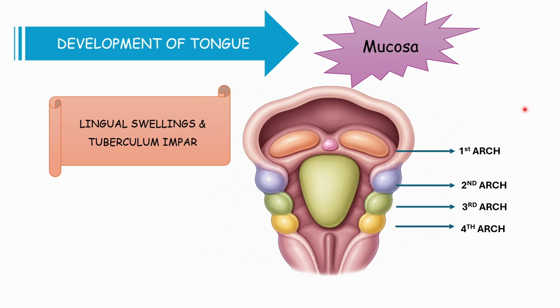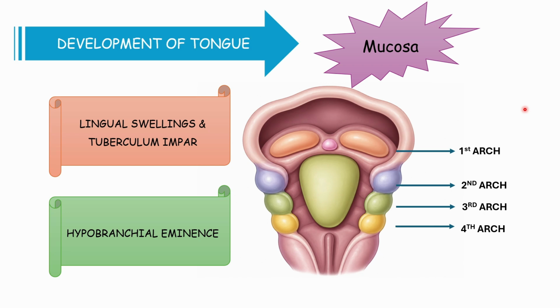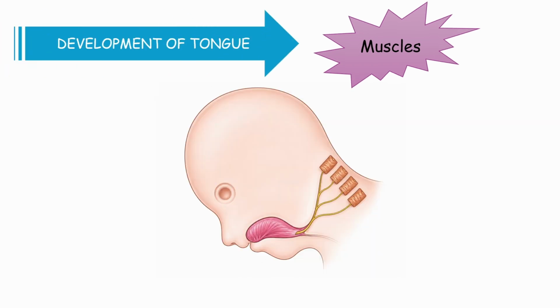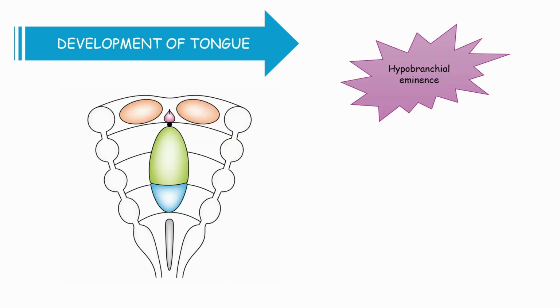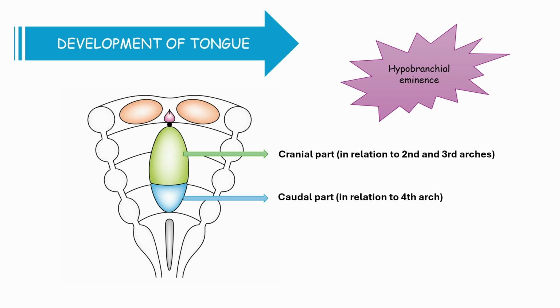Whereas the pharyngeal part of the tongue is developed from the median swelling called the hypobranchial eminence, which develops in relation to the second, third and fourth arch. The muscles of the tongue are derived from the occipital myotomes. The hypobranchial eminence is further divided into a cranial part in relation to the second and third arches and a caudal part in relation to the fourth arch.